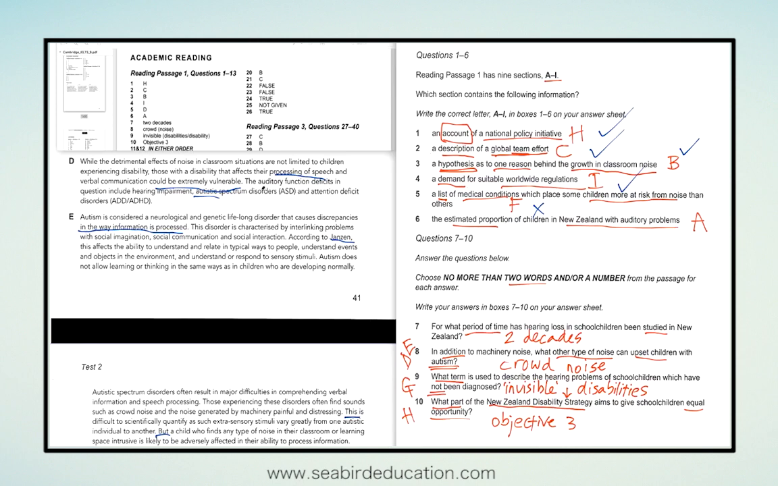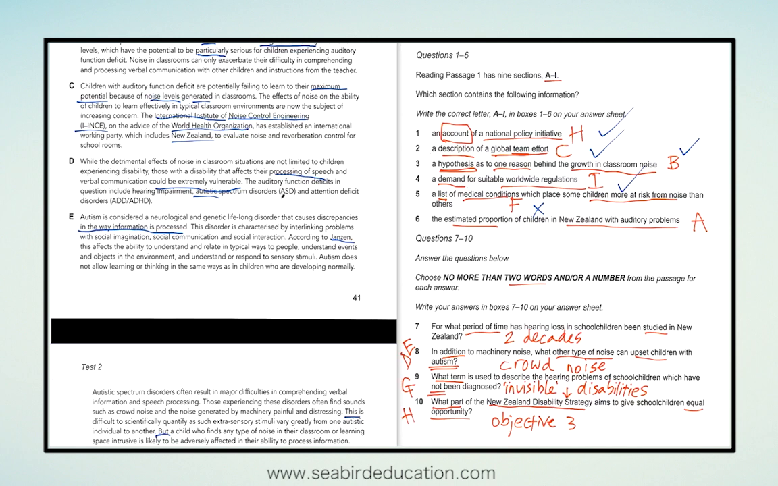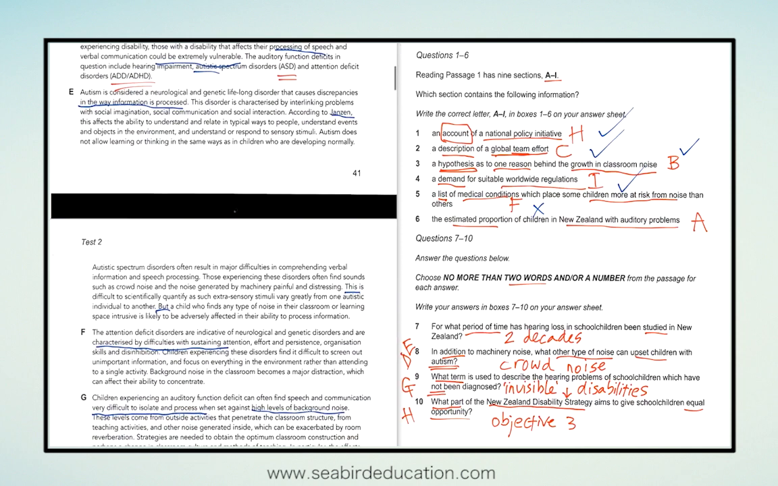It's a list of medical disorders. Hearing impairment, autism, and ADHD. List of medical conditions, and I got it mixed up with the genetic disorders rather than the actual name of the medical conditions. So there we go, one mistake so far.